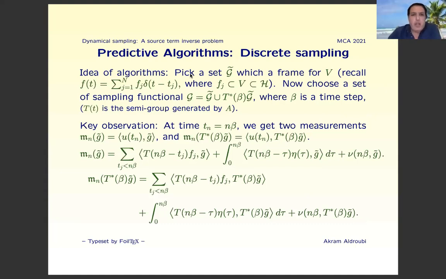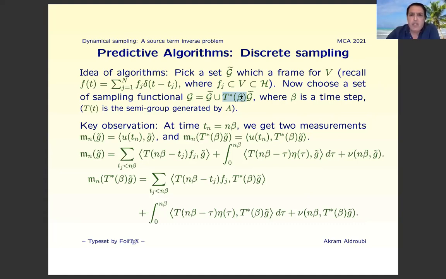So the first thing we want to do is pick, and let's just forget about V being a subspace of H. Let's say V is all of H, it doesn't matter. So let's pick a frame for H. Then from this frame, I'm going to construct a bigger frame. What I'm going to add to this frame for H is another set, which consists of all the frame elements, but pushed by the semigroup operator. I'm going to push this frame by T star of beta.